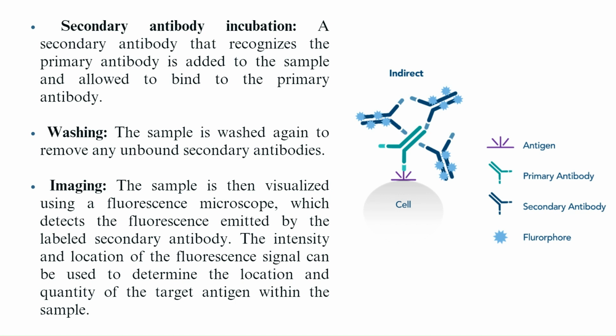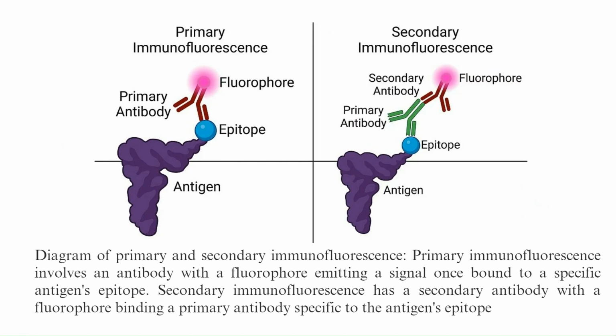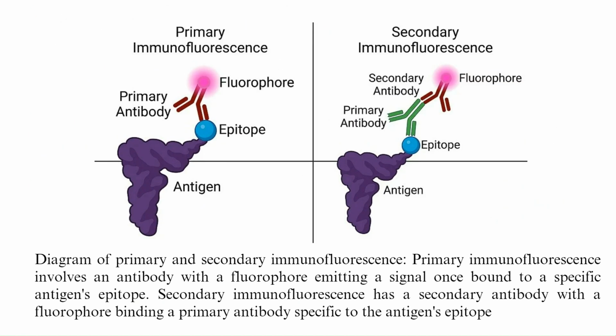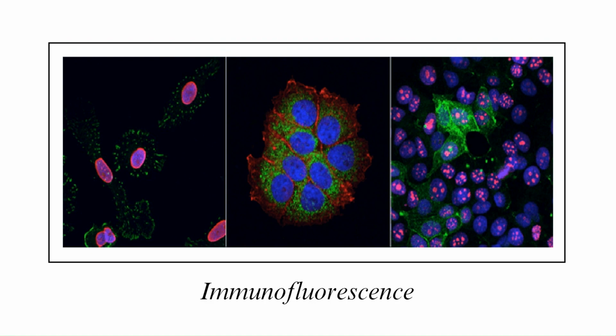This is a diagram of primary and secondary immunofluorescence. Primary immunofluorescence involves an antibody with a fluorophore emitting a signal once bound to a specific antigen's epitope. Secondary immunofluorescence has a secondary antibody with a fluorophore binding a primary antibody specific to the antigen's epitope. These are the image results of immunofluorescence tests.